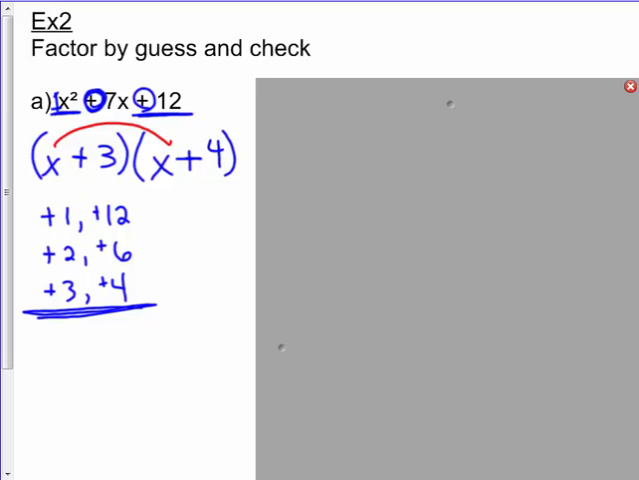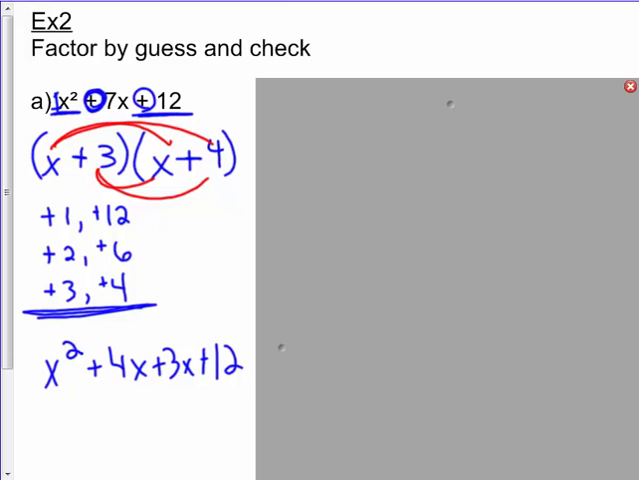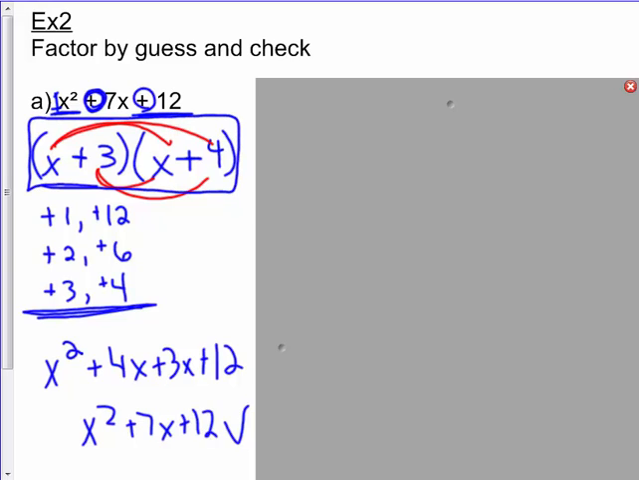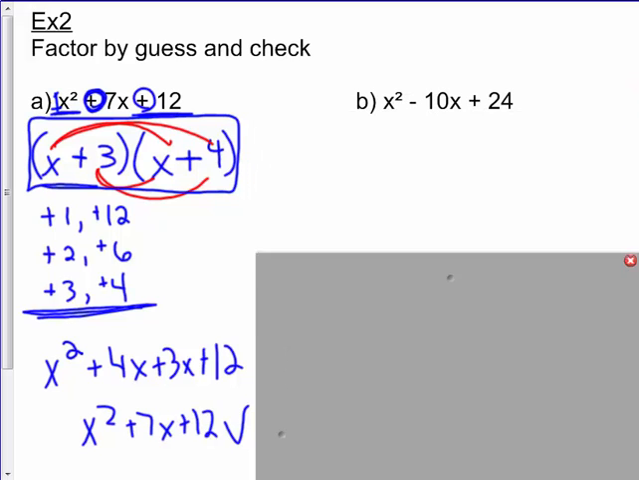Now, I can check it just to make sure, and you can do this in your head. I take x times x is x squared. x times 4 is 4x. 3 times x is 3x. And 3 times 4 is 12. With the ability to check your answer, you should be able to see if you make a mistake. Notice when I add my two middle terms together, I get 7x. So it's x squared plus 7x plus 12. That is what I started with, so I know that x plus 3, x plus 4 are the factors of those.